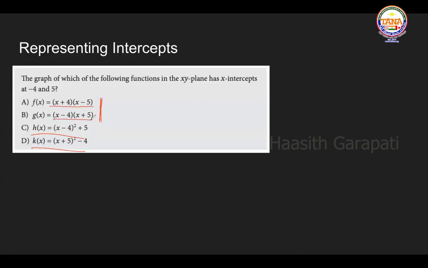Let's take a look at the first two forms. You set those two parts equal to 0. For B, your x-intercepts are going to be at 4 and -5. That's not what we want. And therefore, A is going to be the correct answer because if you do the math, it's going to give you intercepts at -4 and 5.